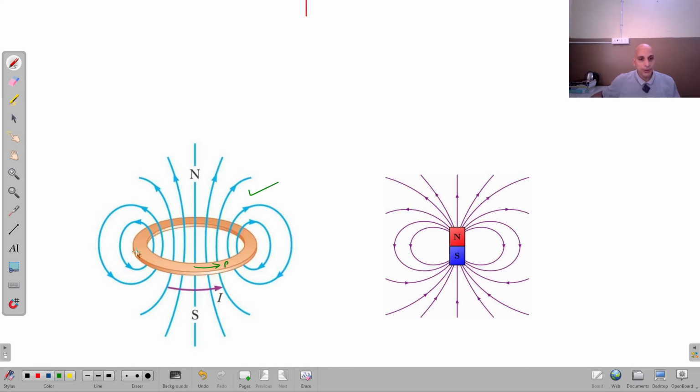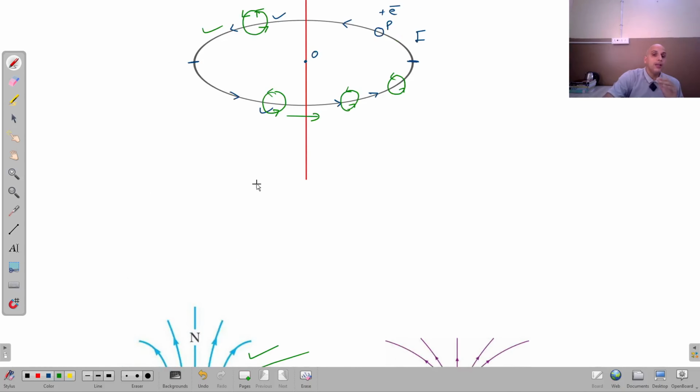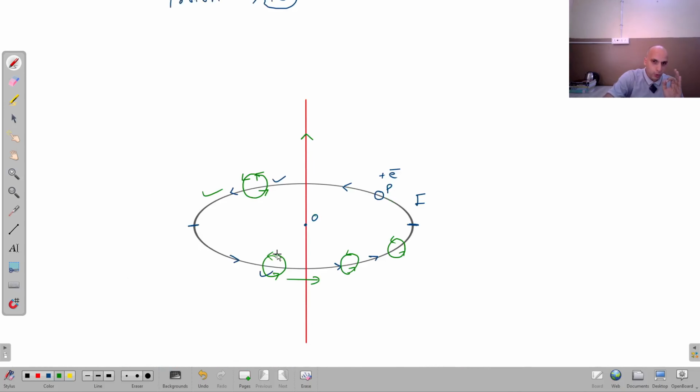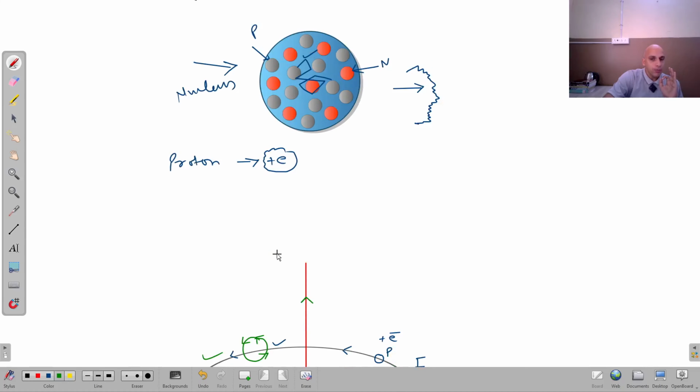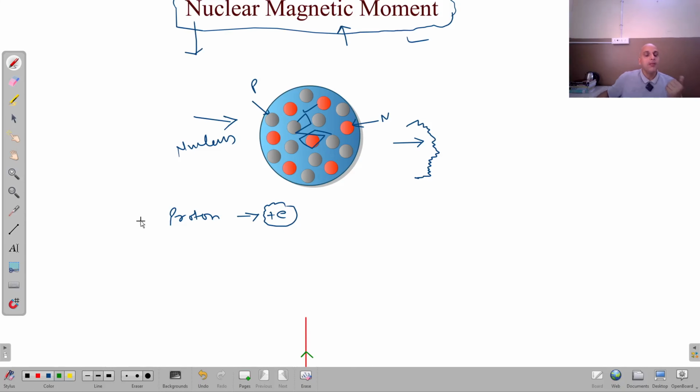Now look at this loop. This is the small current loop and this is a bar magnet. You can compare these two figures. They are exactly the same. It means the small current loops behave exactly in the same way as a bar magnet. The direction of the magnetic field lines is nearly the same. So that's why we are saying that small current loops behave like a bar magnet, and obviously when they behave like a bar magnet, they have a magnetic dipole moment, right?